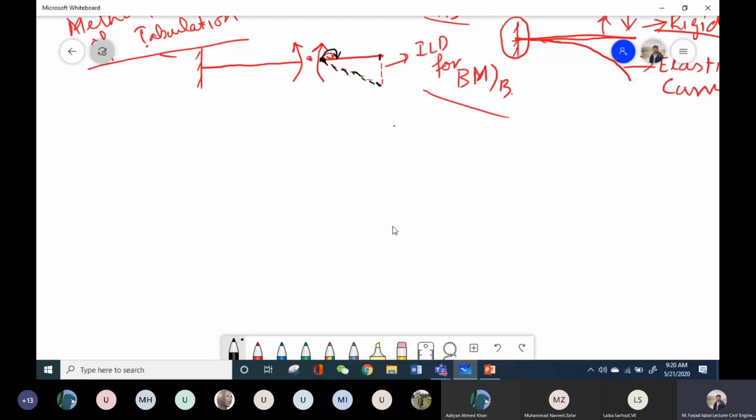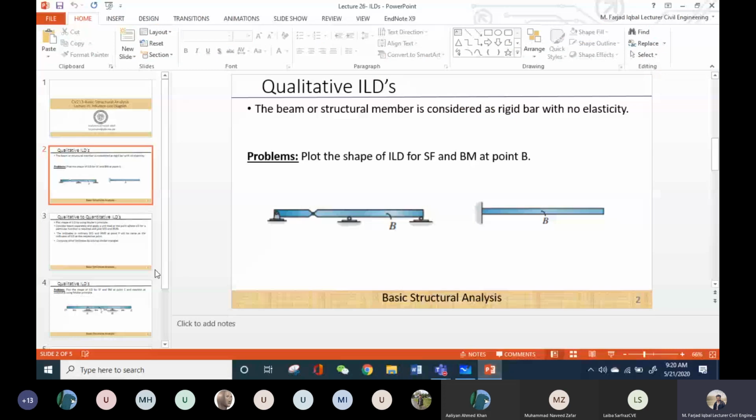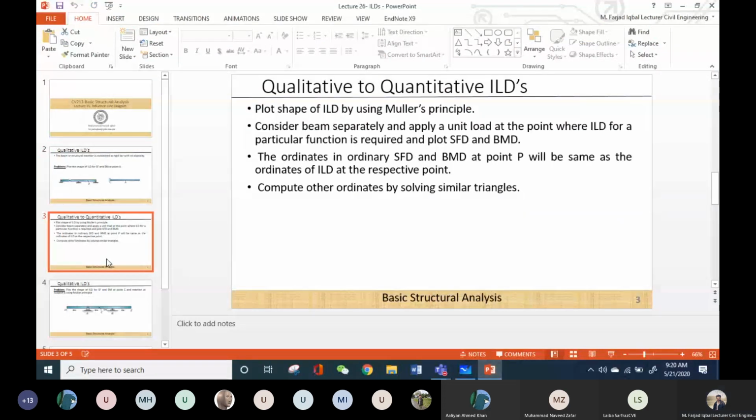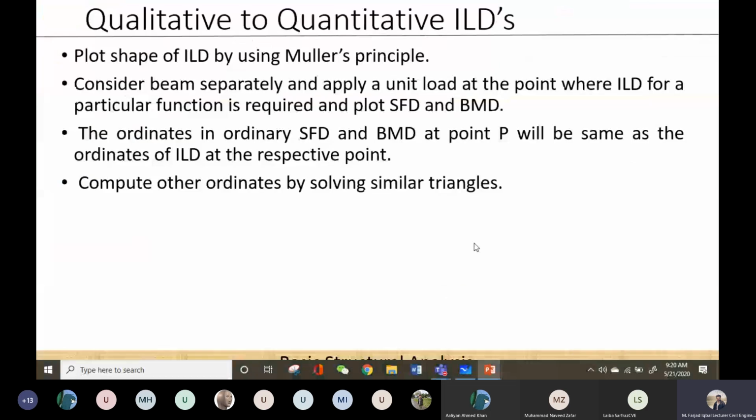Okay, now we can get the qualitative shape for the ILDs, but obviously the qualitative shape is only a good indication. We do need some kind of mathematical value to verify our results or to make these ILDs useful. So there are some basic steps that we need to follow to quickly get the values and then plot or give the final ILD shape.